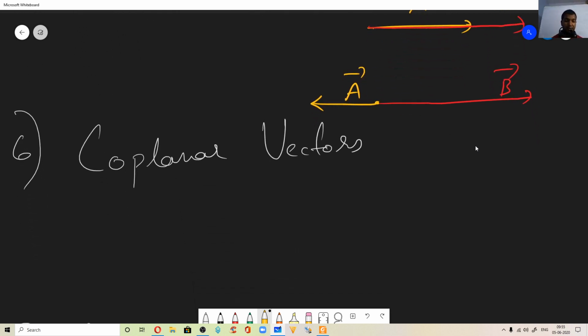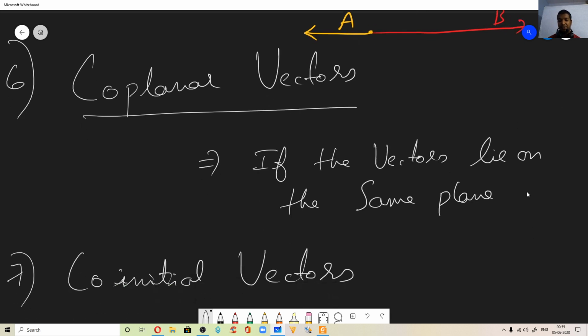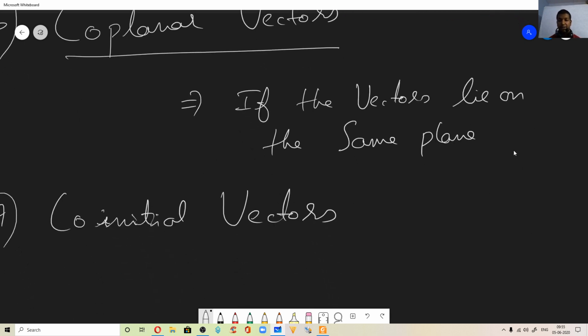Then coplanar vectors, so I think you know it already. If two or more vectors are lying on the same plane, then you will call them coplanar vectors, right? So if the vectors lie on the same plane, then you can call them coplanar vectors. One simple example you can say is force. We'll take an example of a force, right?